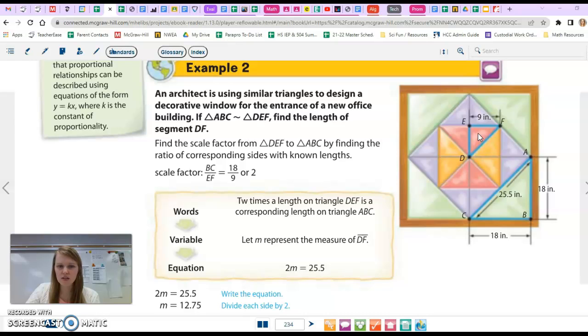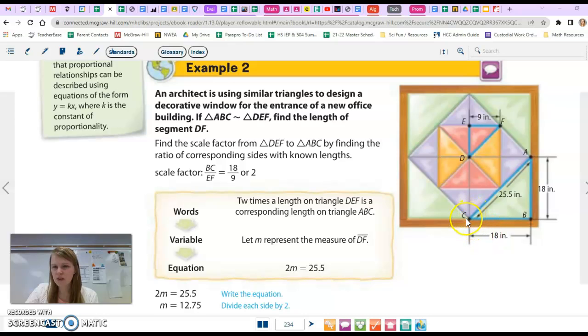So if we know that that's 2, they're saying use that scale factor to figure out here. It says find the scale factor from DEF to ABC by finding the ratio of corresponding side lengths. We got that. So that's a 2. Now it's saying here, find the length of segment. That's our goal here, to find the length of segment DF. Can you see that? DF. We need to find that.